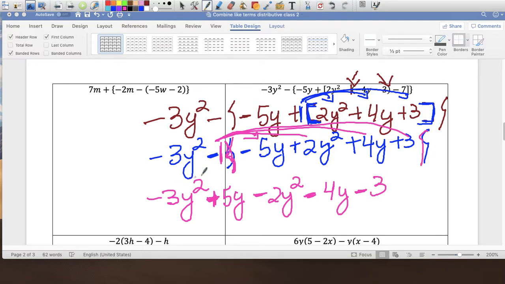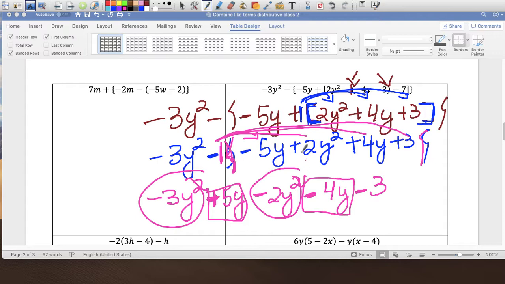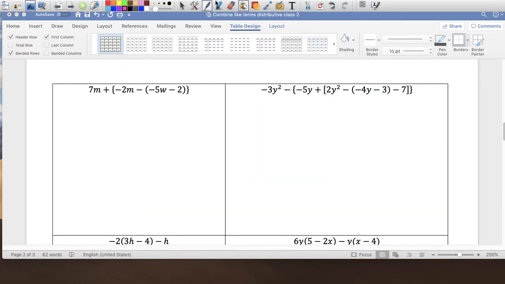Can I combine like terms? Yes, I can combine this one over here with this. I'll put a square over here. So at the end of my expression, you know it's going to be minus 3. So negative 3y squared and negative 2y squared is going to be negative 5y squared. And 5y minus 4y is just simply positive y, 1y or just y. That's the answer to my problem. Nice problem.